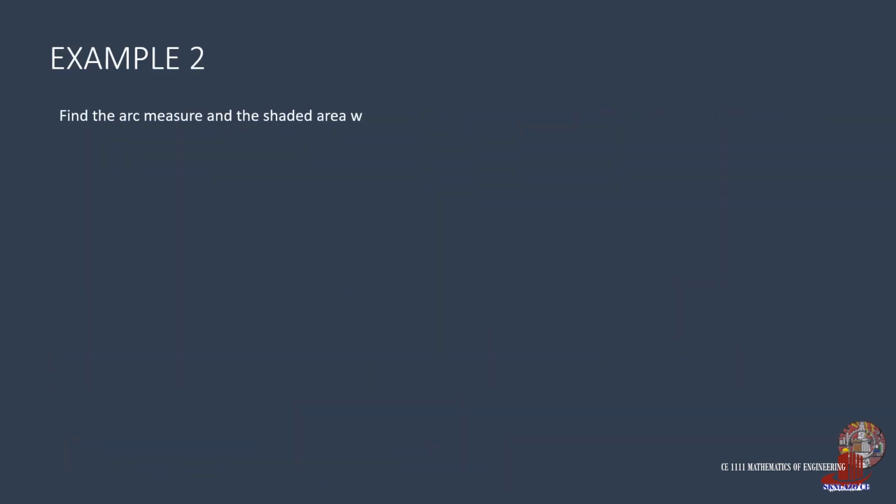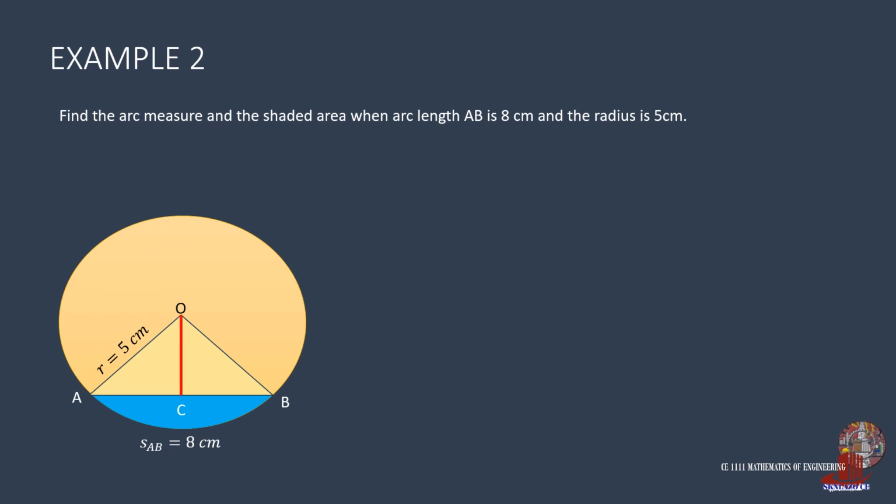The second example looks for the arc measure and the area of the segment of a circle with arc length of 8 cm and radius of 5 cm. First is to take the central angle theta through S as equal to r theta. Plug the given parameters to have 8 as equal to 5 theta. So theta is then solved as 1.6 radians.